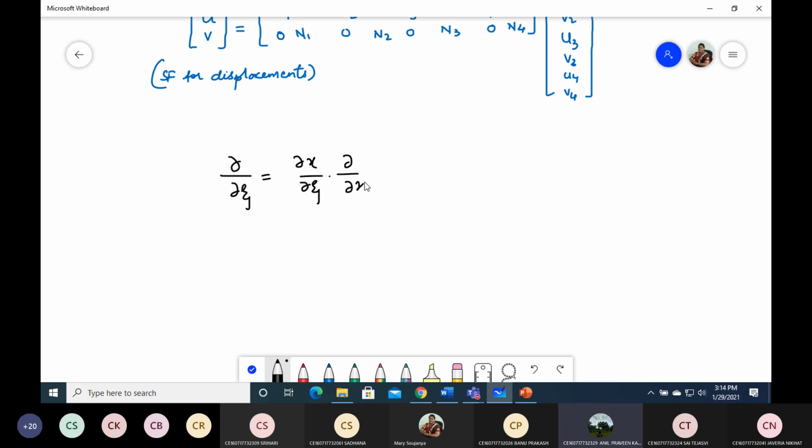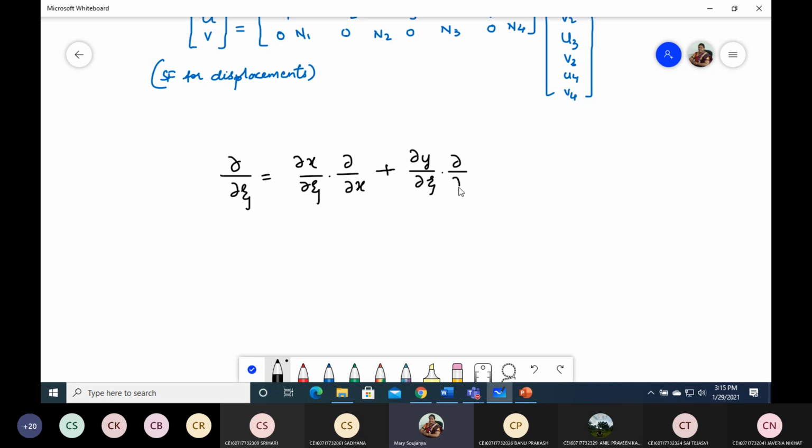Ma'am, repeat it once. The relation between the coordinates can be computed using the chain rule of partial differentiation.